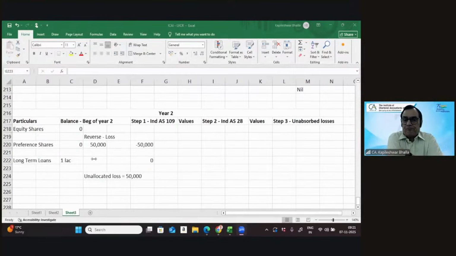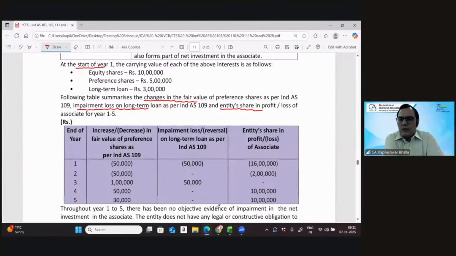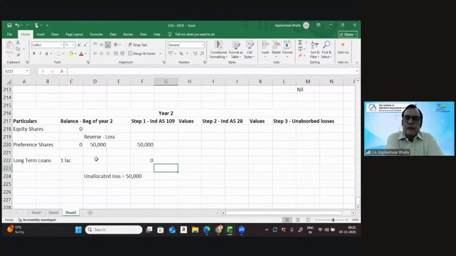Let's now go further. Now let's see what is the amount of impairment loss. There is no impairment loss in this case. So we can get the values after this. This is 0 and this is 1 lakh. And this, of course, remains at 0. So these are the values post step number 1. Since the preference share was 0, we reversed the losses under Ind AS 28 so that we could allocate the fair value changes under Ind AS 109, and we made a note that there is an unallocated loss.